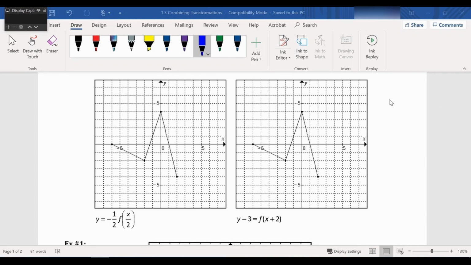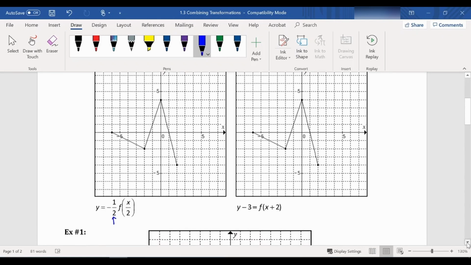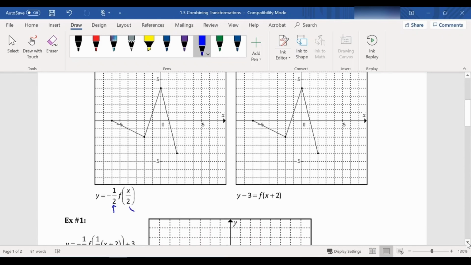So before we start actually performing all of these transformations together, in case you didn't do your self-assessments for 1.1 and 1.2, we're going to do 2 review questions here. The first one, we can see we have a 1/2 in front of our function. We have a x over 2, which is the same as 1/2 x inside of our function. And we have a negative in front of the function.